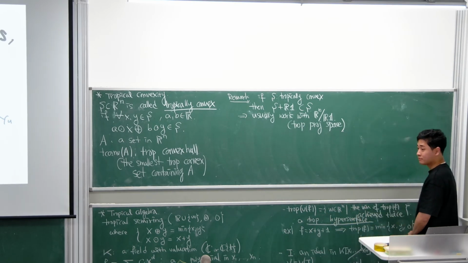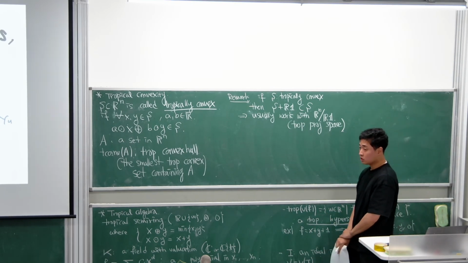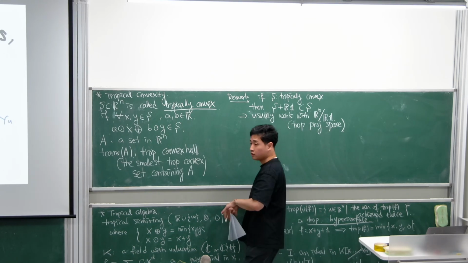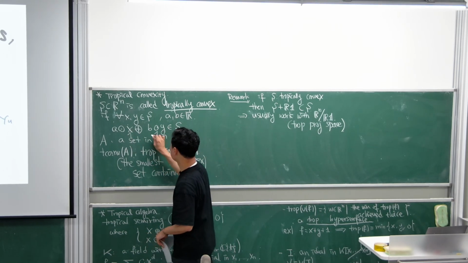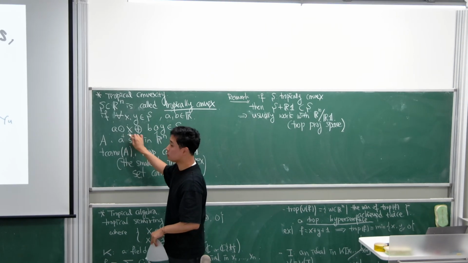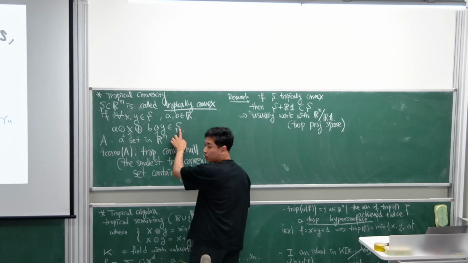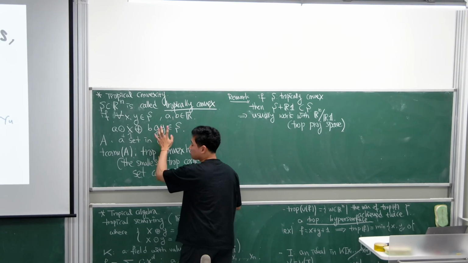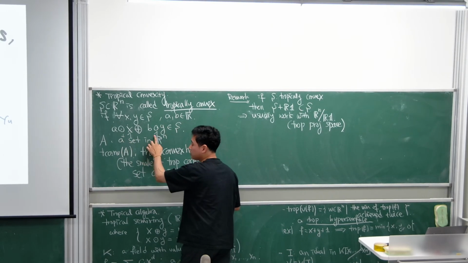I'm a bit confused. So what do you mean by adding 1? I mean, if you add 1, you have a different set, right? No, but if you have a tropical convex set, adding 1 does not change the convex set. It must contain this, adding 1 here.